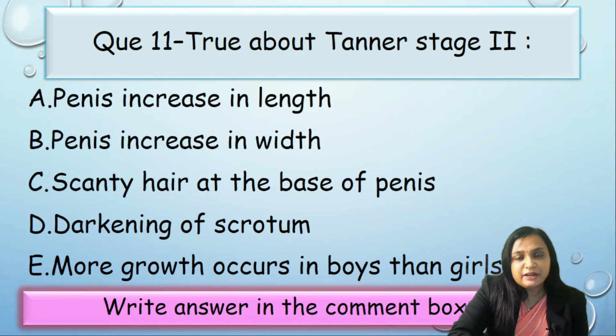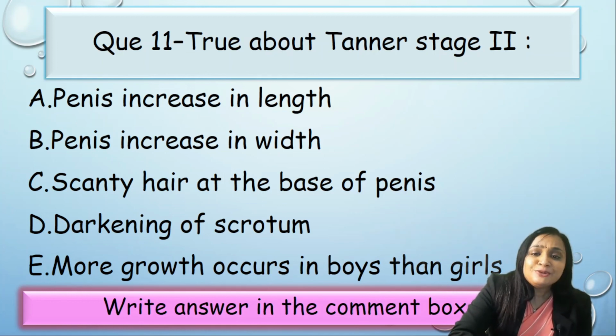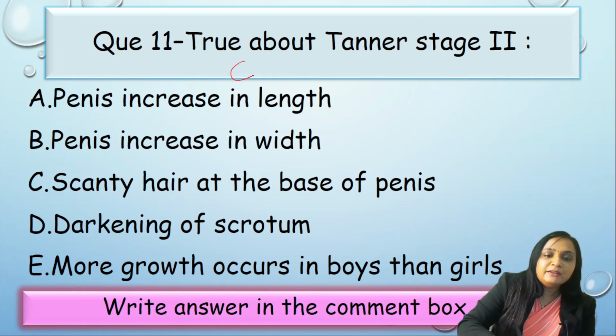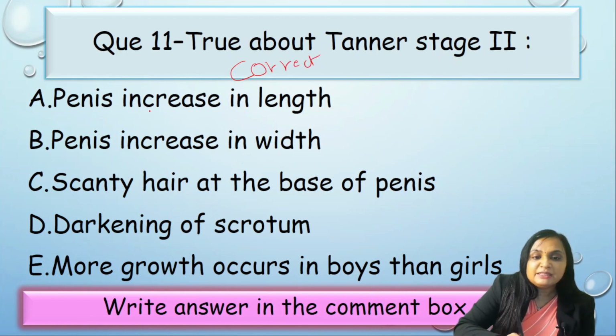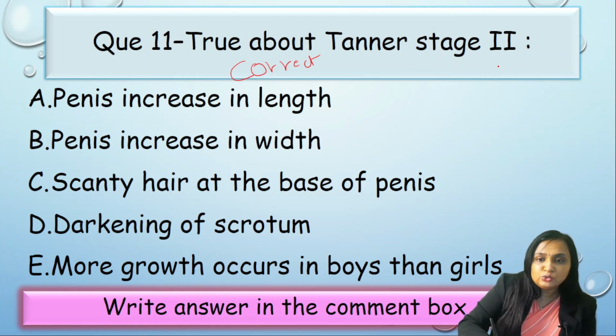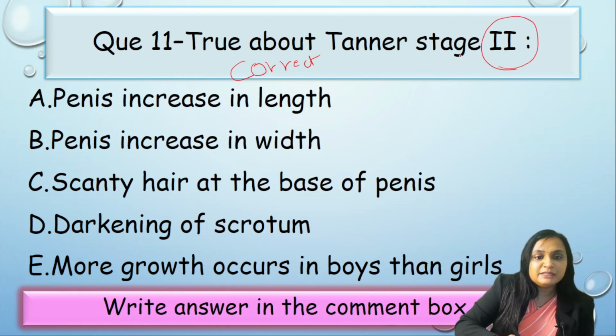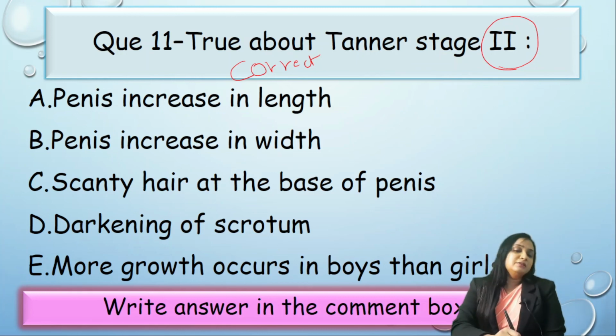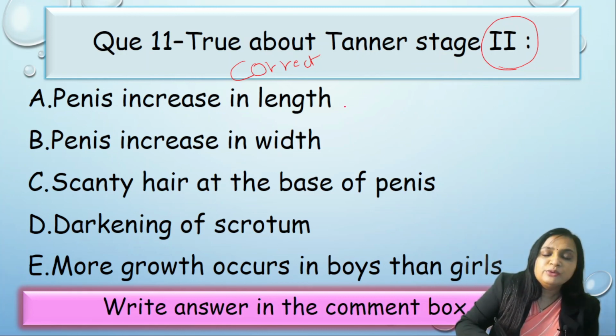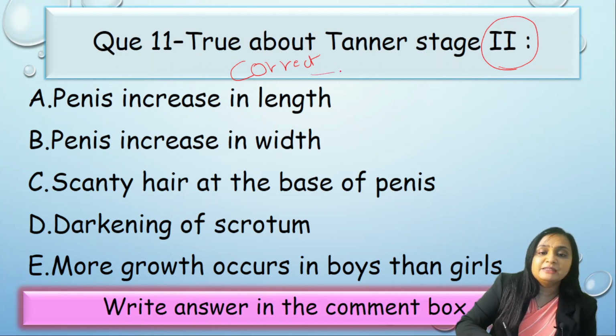Now again have a trivia time. Question number 11. True about Tanner stage. So we have to find the correct statement out of the following. A. Penis increase in length. It is stage 2 for boys. B. Penis increase in width. C. Scanty hair at the base of penis. D. Darkening of scrotum, or E. More growth occurs in boys than girls. You have to evaluate each statement, and then mark it wrong or right, and then the answer will be there.